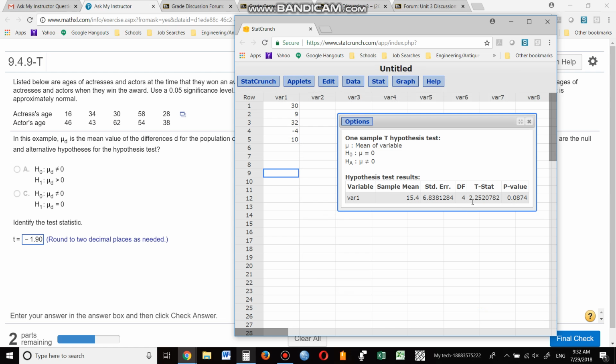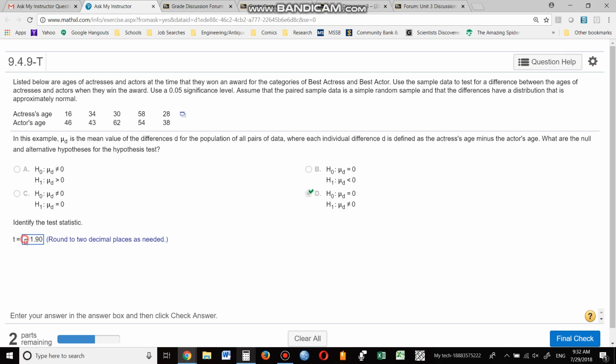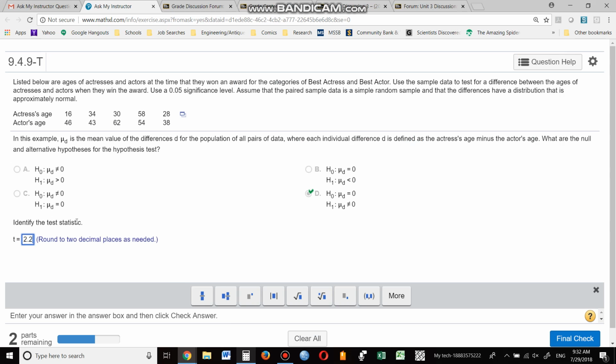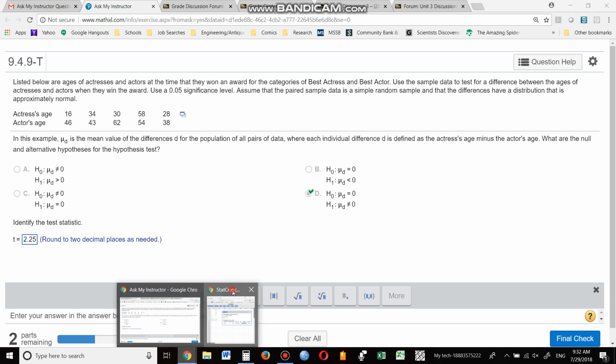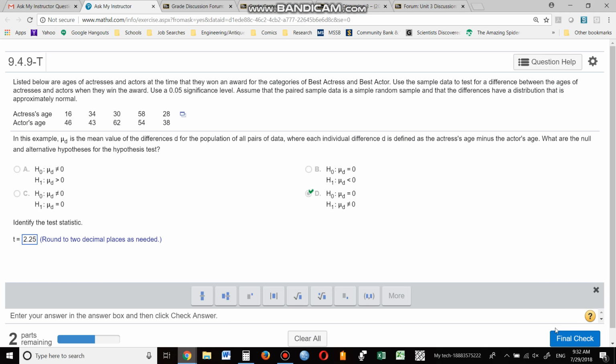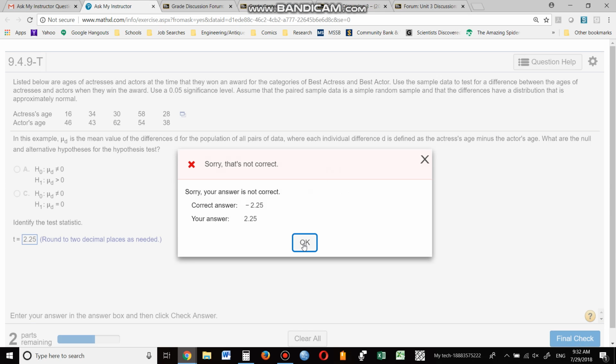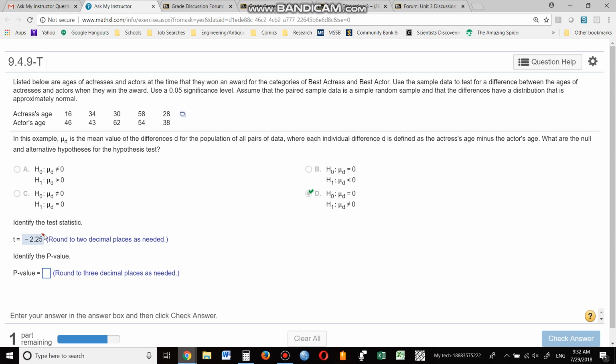Compute, and as you can see right here, here's my test statistic. And to 2 decimal places, that's going to be 2.25, I believe. Is that what I had here? Yes, I did. And they wanted negative, okay? So I didn't look at something correctly. Aha, I see the problem. You see it right here? I didn't pay attention. It says here actress's age minus the actor's age.